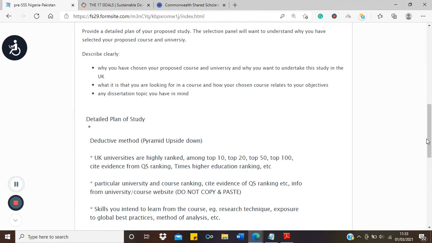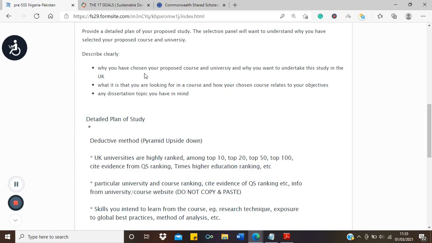Question number 6 talks about provide a detailed plan of your proposed study. The selection committee will want to understand why you selected your proposed course and university. Oh, there's a typo here. The Commonwealth board made a typo here, but yeah, let's rub it in a little bit.